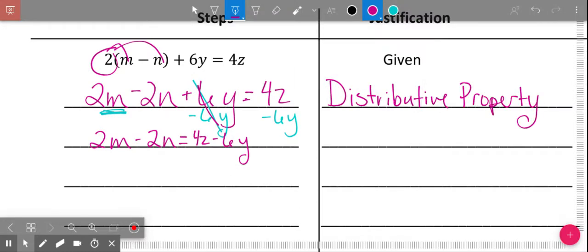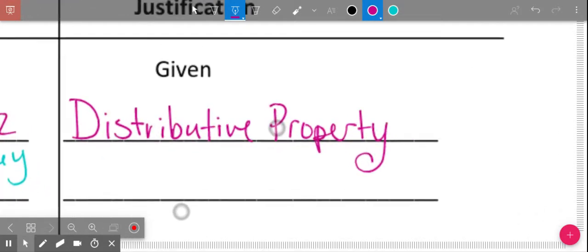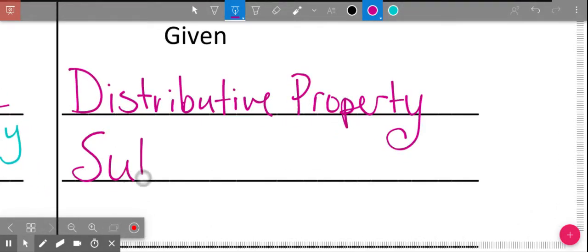Now, in that step, I look at what I was actually doing to the problem. I look at that little green step right there, and that's going to be subtraction. So I was using my subtraction property.